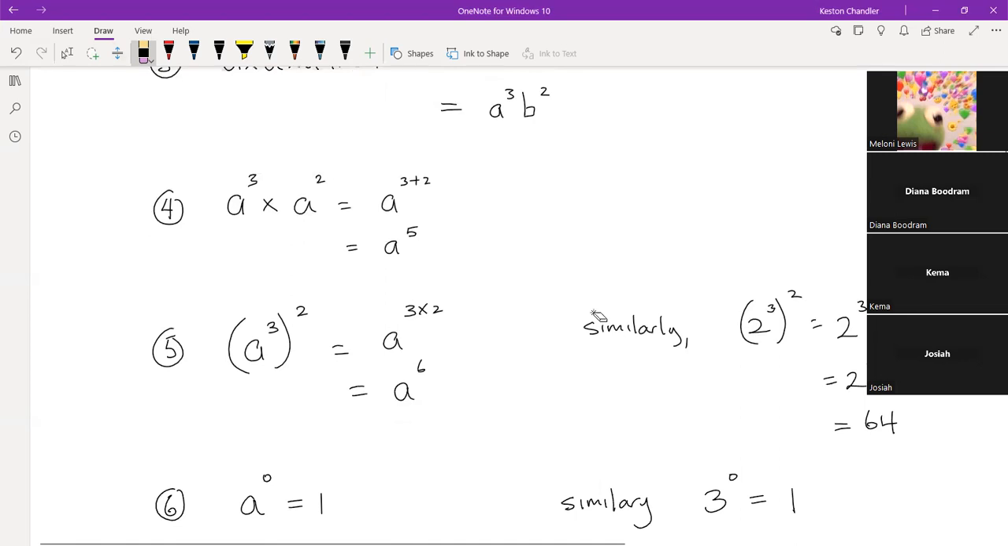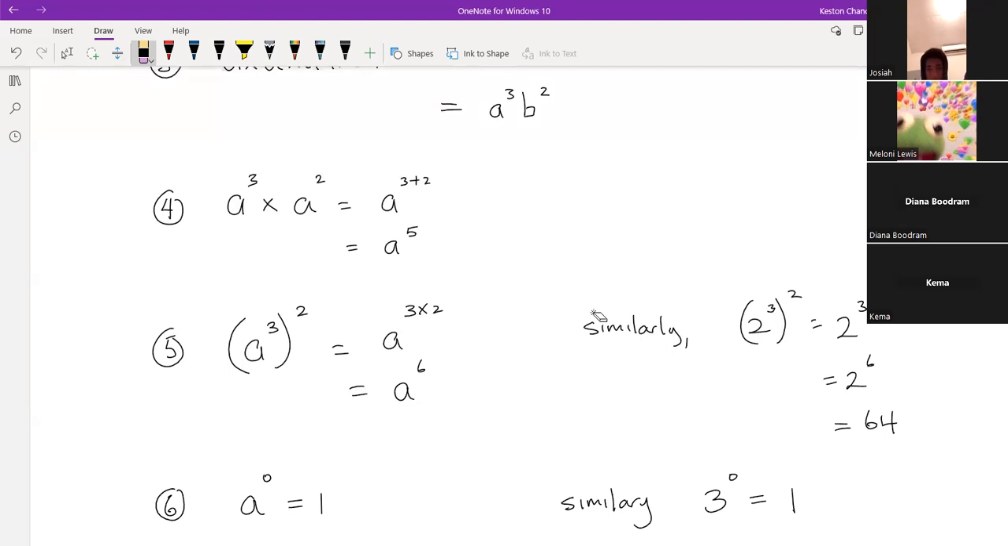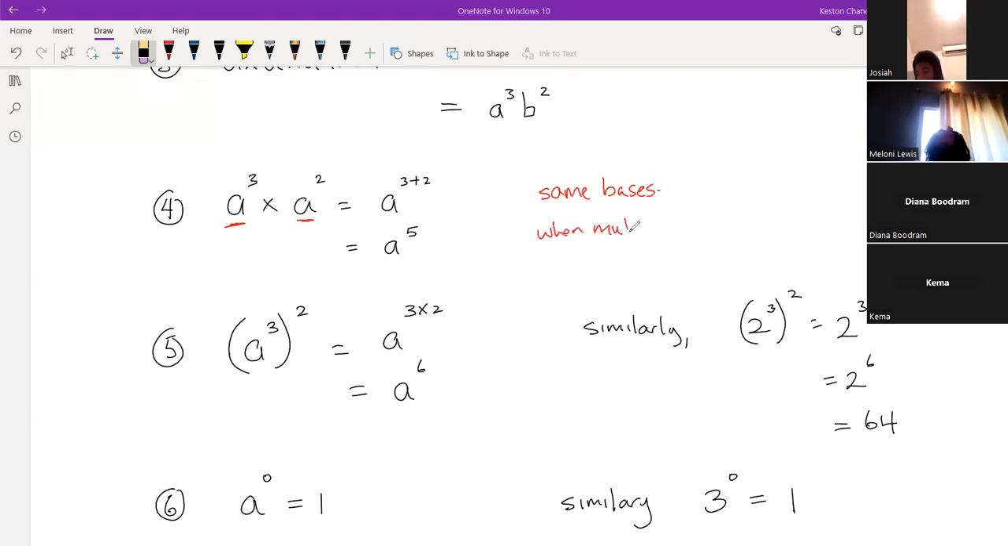Right, so we're moving on. Similarly, when we are multiplying algebraic terms, and we have the same base. In example number 4 here, the base is the same. I have a and a. All right, bases are the same. What we do when we're multiplying and the bases are the same, right? Same bases. When we multiply, we add the indices, or we add the powers.